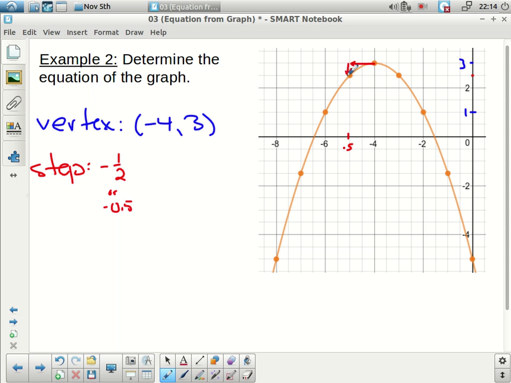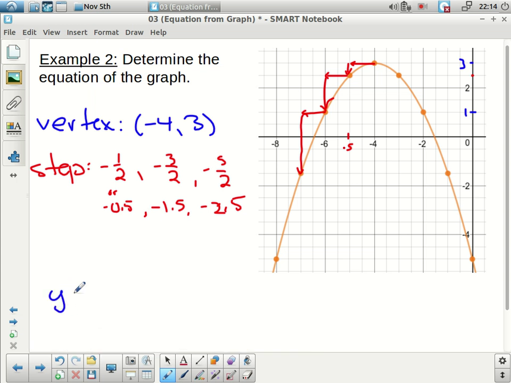So what's my next one? When I go over 1, I go down 1, 2, 3 half blocks. So my second step is -3/2, or -1.5 if you prefer decimals. The next time when I go over 1, how much? 1, 2, 3, 4, 5 half blocks. So this is -5/2, or -2.5. Now again, I have all the information I need.